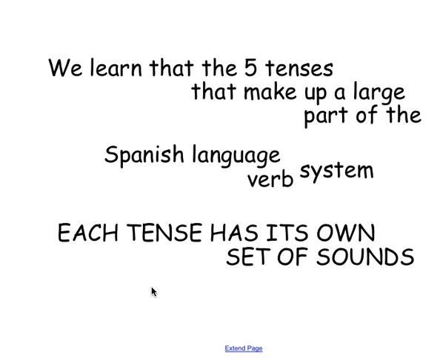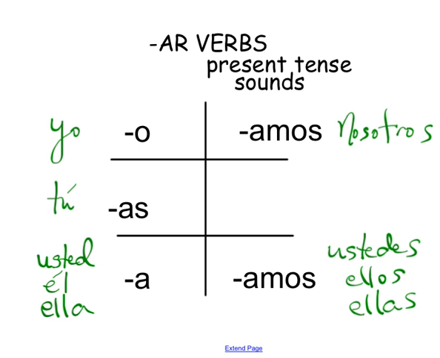We learned that there are five tenses that make up a large part of the Spanish language verb system, and that each tense has its own set of sounds. For every tense, the present, a couple of past tenses, a future tense, and the tense we call the conditional, they'll all have their own sounds. In Spanish 1, we're only going to learn mostly the present and only one of the past tenses. So as we get started, we're only going to concentrate on AR verbs, the most common.